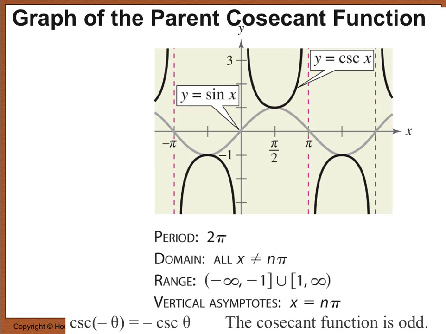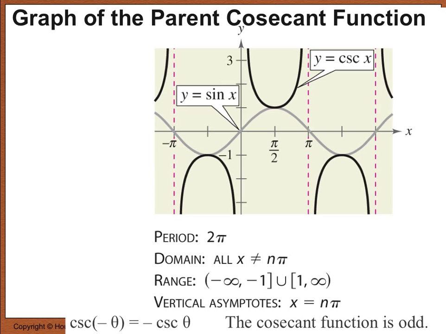Domain, all x not equal to n pi, and that's because we have asymptotes at all multiples of pi. The reason for that is if the value of the sine function is 0, then obviously 1 over 0 is undefined, and that's why we have asymptotes there. The range is from negative infinity to negative 1, union 1 to infinity. We can see that clearly from this graph. Vertical asymptotes, as said a little bit ago, correspond to the numbers that are not in the domain.